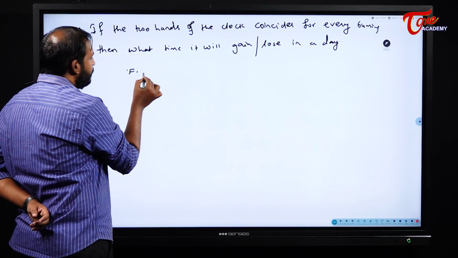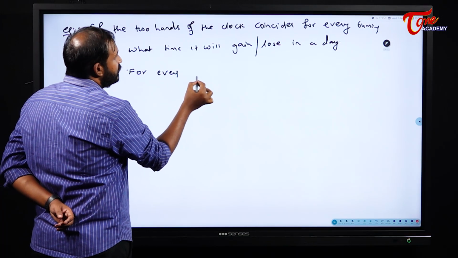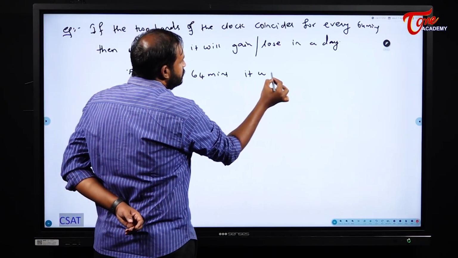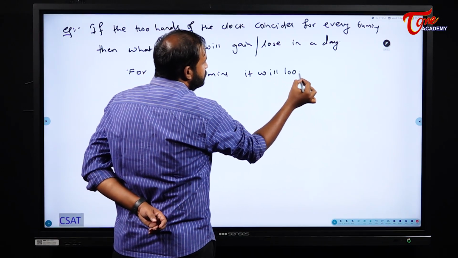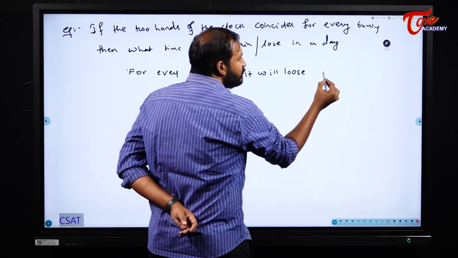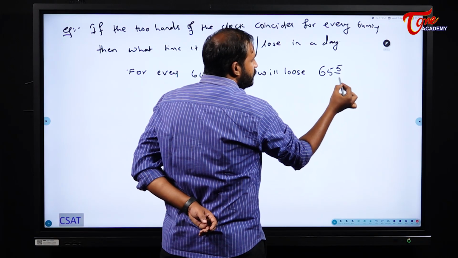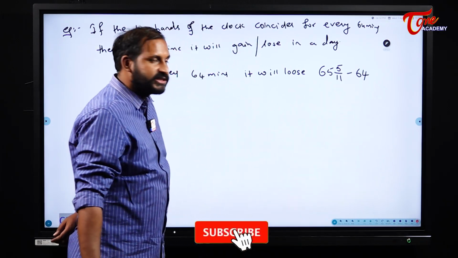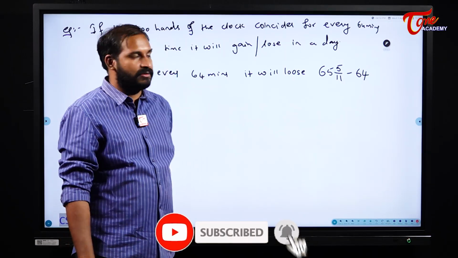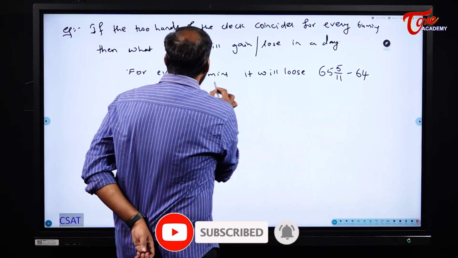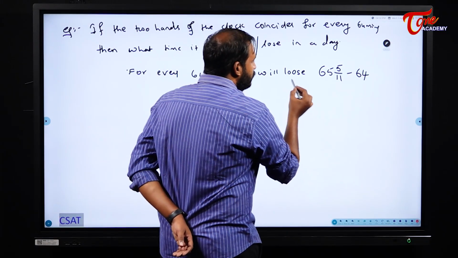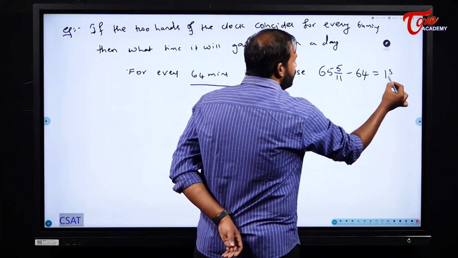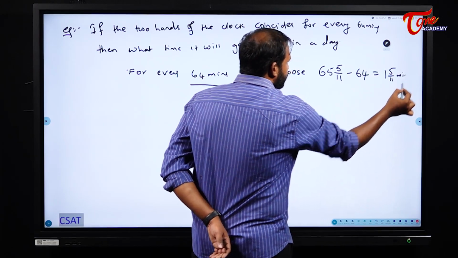For every 64 minutes, it will lose. What is the actual time? 65 5/11 minus, now here it is coinciding for only 64 minutes, right? So 65 5/11 minus 64. This much time it will lose for every 64 minutes. So what will it become? 1 5/11 minutes.